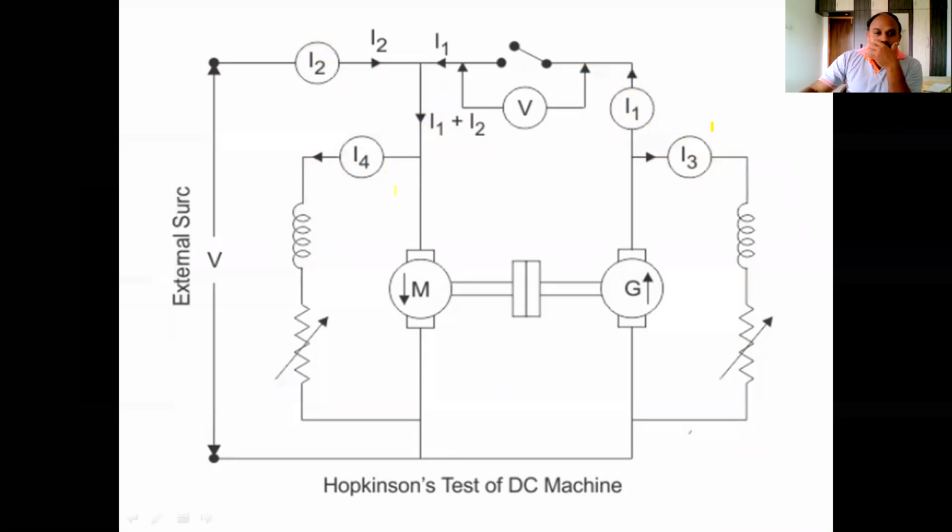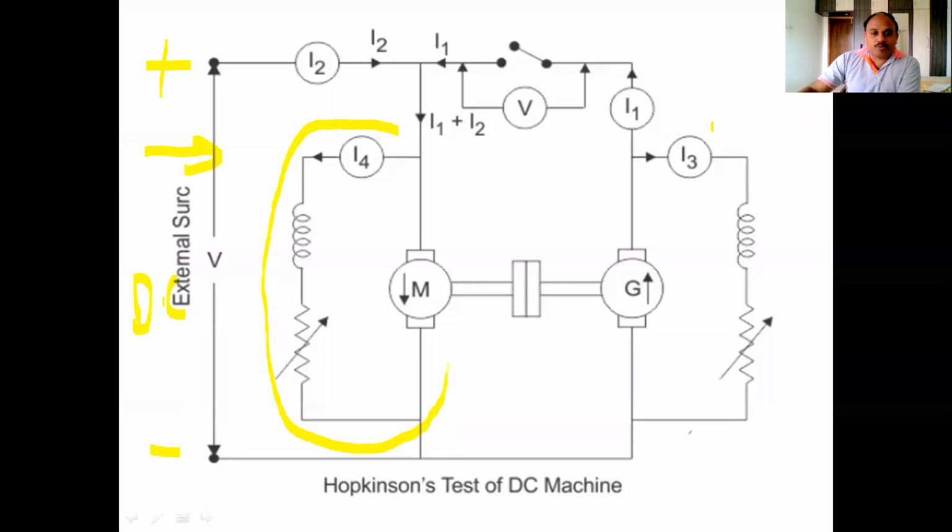First, this motor is started with the help of the external source, a plus and minus DC source. We give DC supply to the DC motor. With the help of this external source, this motor is made to run at rated speed by varying this field rheostat.